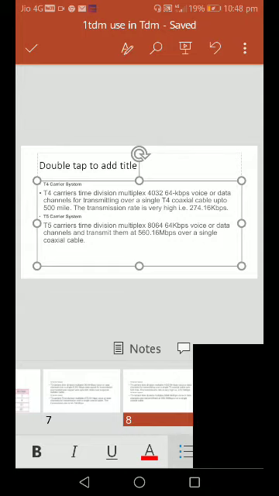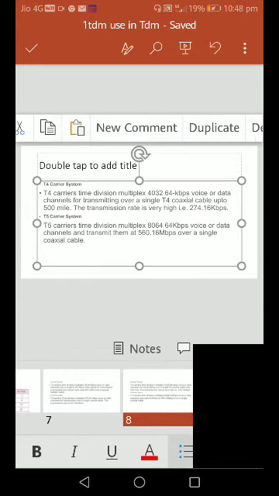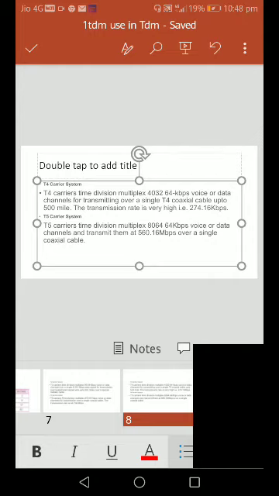The transmission rate is very high, equal to 274.16 megabits per second.